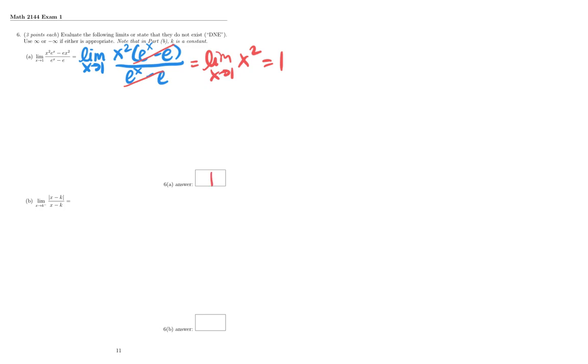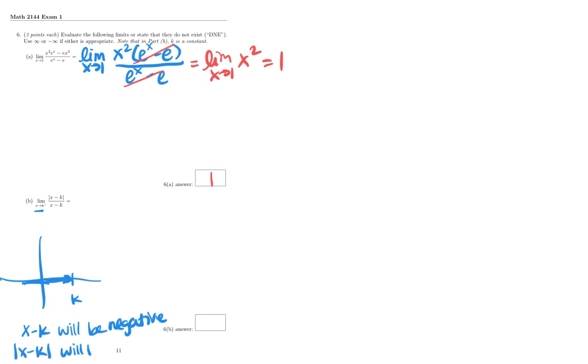For this one, I'm looking for the limit as x approaches k from the left. Okay, and so I'm looking at some value k, and as I'm approaching k from the left-hand side, that means I'm plugging in values that are smaller than k. So that's telling me that x minus k will be negative because I'm plugging in x values that are smaller than k. And that means that the absolute value of x minus k will be positive when I take the absolute value of this.